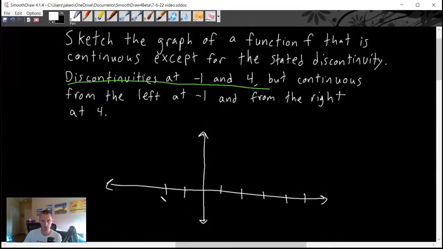Like the last example we talked about, it's okay if we don't label our y-axis, because this doesn't have any requirements about how high our function should be up and down the y-axis. It just has requirements about what x values have discontinuities. So it's fine that our y-axis is not labeled.